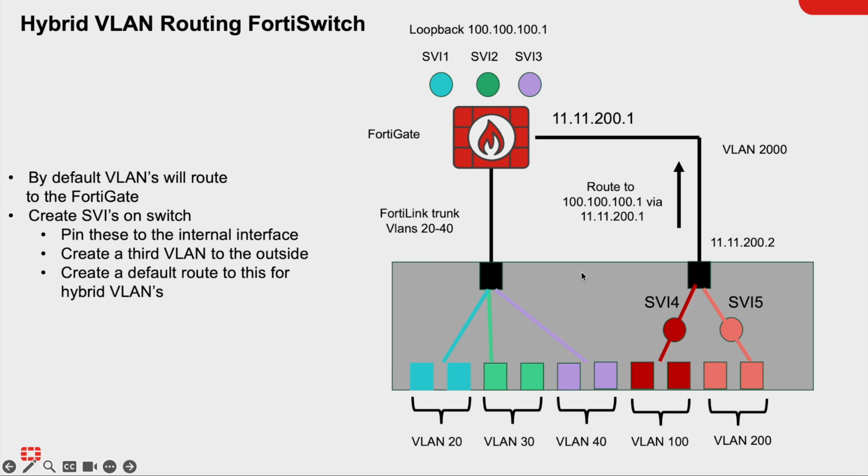Now, a FortiSwitch is still a switch. Okay, it doesn't matter whether it's managed by a FortiGate or not. It is still a switch, and it will still follow default switching rules. So as I said, by default, everything's going to be trunked up to the FortiGate, but there's nothing stopping you creating SVIs here on the switch. So in this example, I've got VLANs 20, 30, 40 in normal mode. They're configured on the FortiGate. The FortiGate owns the configuration stanza of the FortiSwitch.